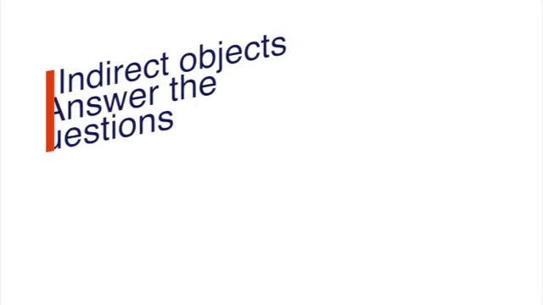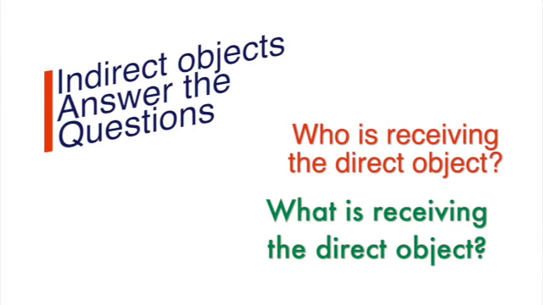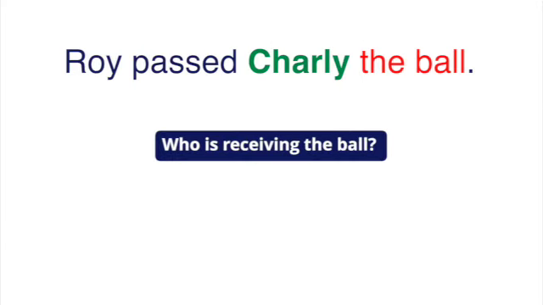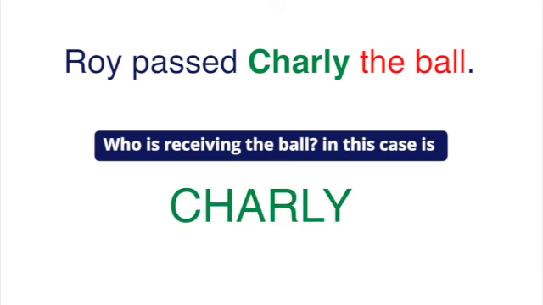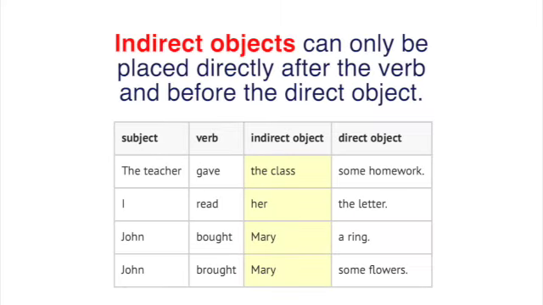You can find an indirect object by asking yourself, who or what is receiving the direct object? Who is receiving the ball? Charlie gets the ball in the pass. So Charlie is the indirect object. Indirect objects can only be placed directly after the verb and before the direct object.